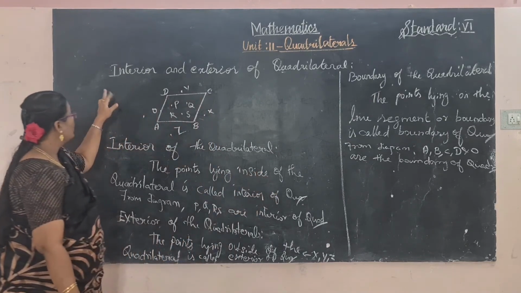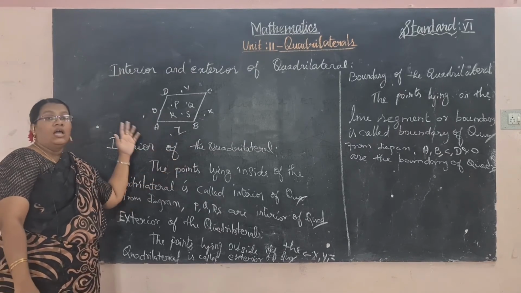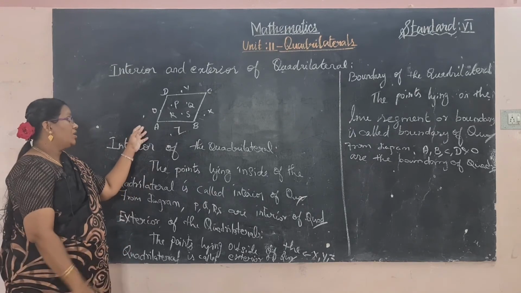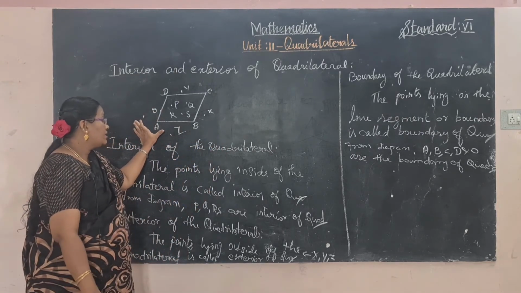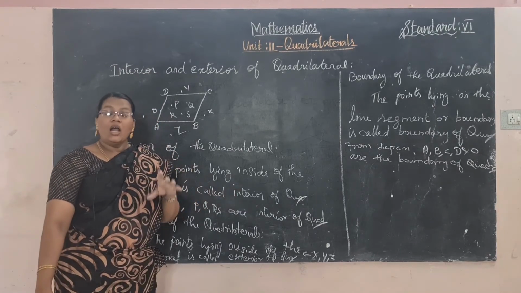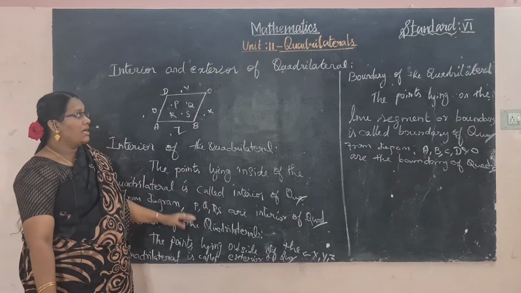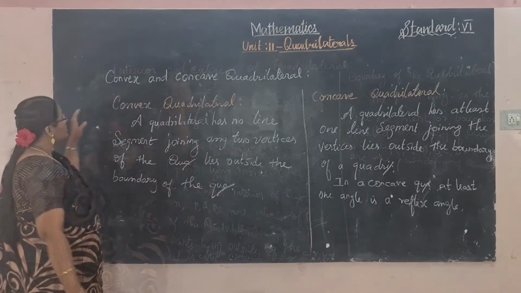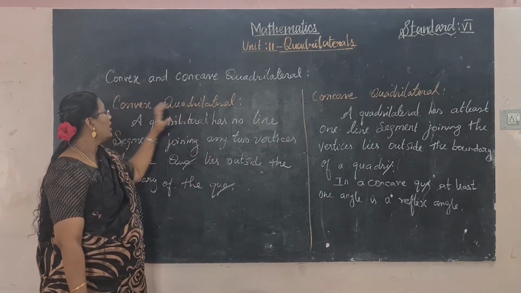So now we have learned about the interior and exterior of the quadrilateral. Interior means a point lying inside the quadrilateral. Exterior means the points lying outside the quadrilateral. Boundary means the points lying on the boundary or line segment of the quadrilateral. I hope you understood this. The next concept is convex and concave quadrilateral.